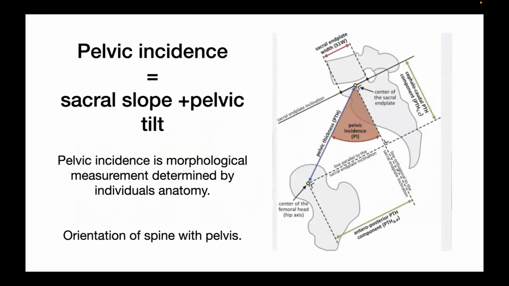Now, this mathematical formula where the pelvic incidence is equal to sacral slope plus pelvic tilt. Pelvic incidence is a morphological measurement determined by individual anatomy. It is mainly a constant entity, specific to the individual's anatomy. Once the pelvic incidence is made out, it doesn't change with the aging of the person, and pelvic incidence mainly tells us about the orientation of the spine with respect to the pelvis.